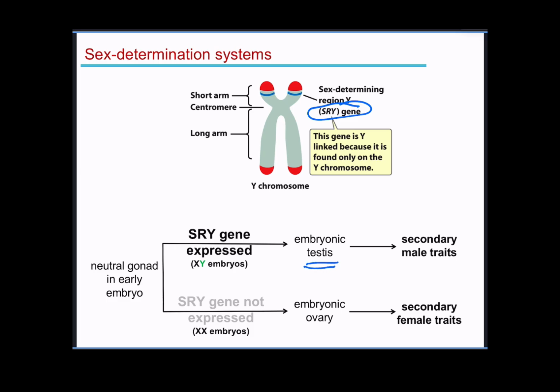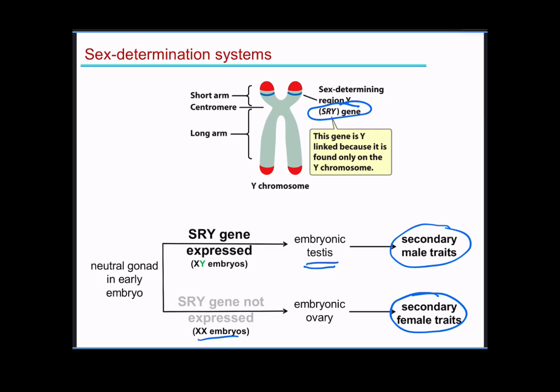It will start expressing male sexual hormones, which will in turn trigger the development of a series of secondary male traits, including the formation of male genitalia and later on the production of male gametes, sperm. In XX embryos, if the SRY gene is not present and therefore not expressed, the embryonic gonad defaults into an embryonic ovary. It will start expressing female sexual hormones, which will in turn trigger the development of secondary female traits.